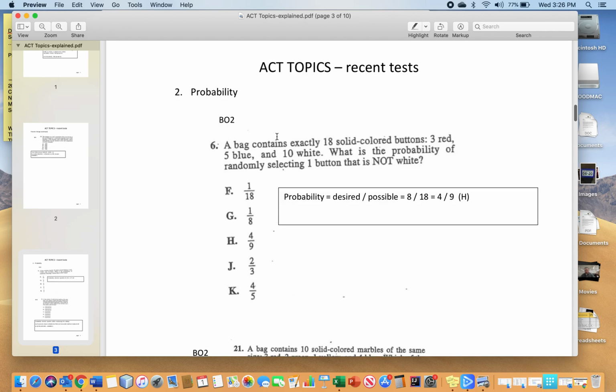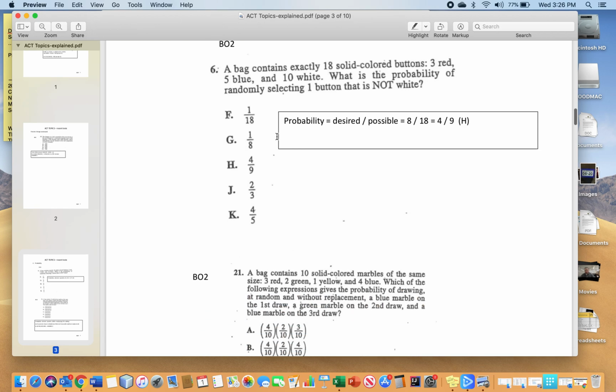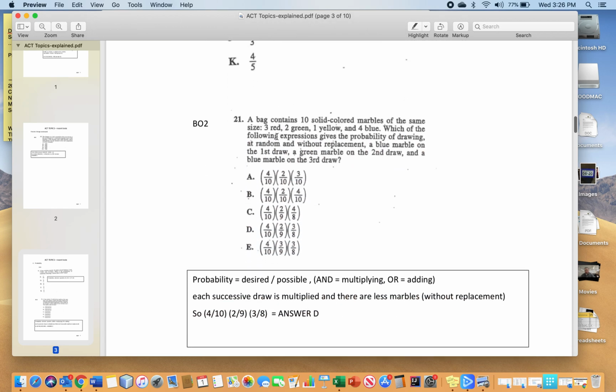Here's some probability. Probability is desired over possible. So it's 8 over 18, 4/9. I'll let you pause it and read this. Okay, this next problem is you're picking something and picking something and picking something. And means multiply, or means add. So with each successive draw, you're going to multiply the probabilities. 4/10, 2/9, 3/8, answer D. And you're going to see this 10, 9, 8 come in a lot in combinations and permutations when you watch those videos in the playlist.